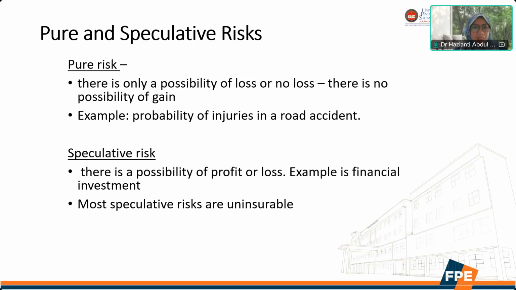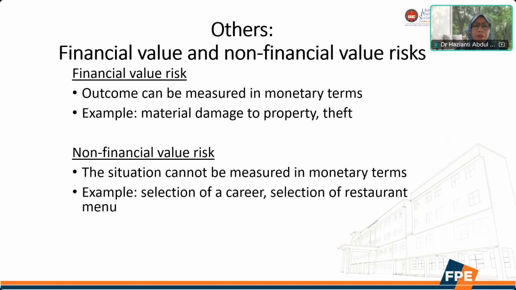For speculative risk, there is a possibility of profit or loss. Example, financial investment. Let's say if you invest in shares, there is a probability or possibility of profit as well as a possibility of loss. But most speculative risks are actually uninsurable. We can only insure pure risk. That's when the situation is only loss or no loss, there is no possibility of gain.